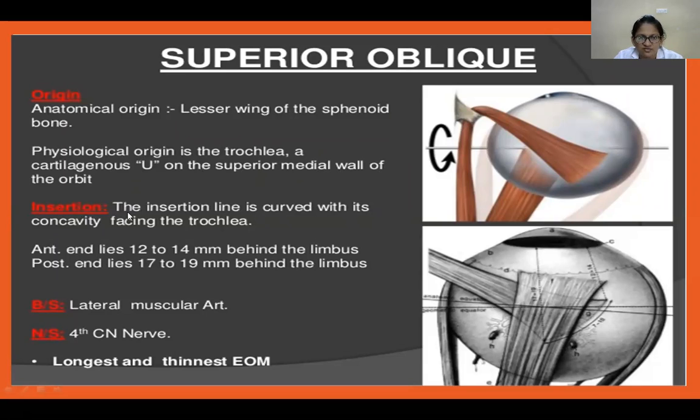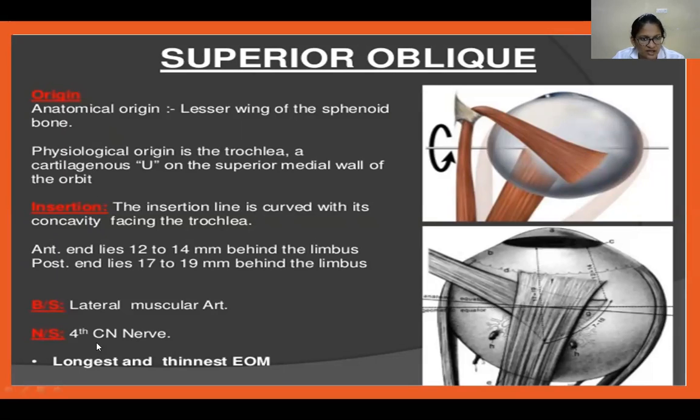Okay, it gets inserted behind the equatorial line, whereas the rectus muscles take insertion in front of the equatorial line. The superior oblique muscle gets inserted behind the equatorial line, in the posterior superior quadrant area of the eyeball.